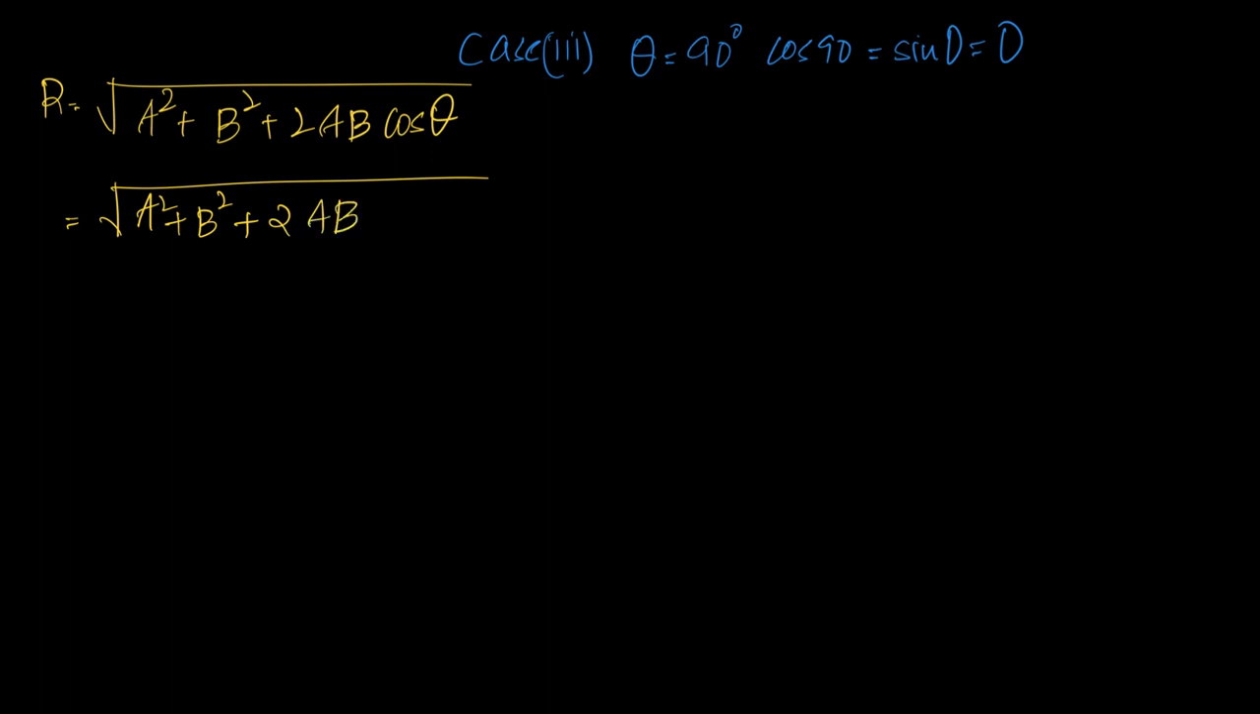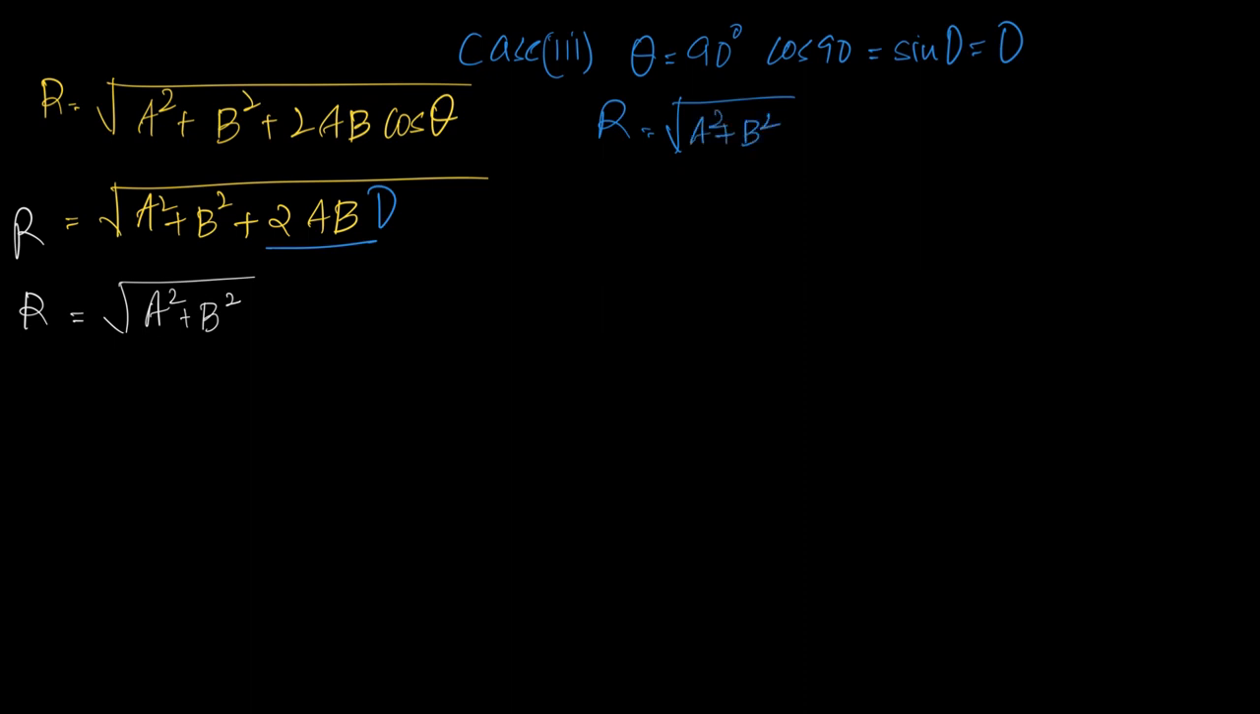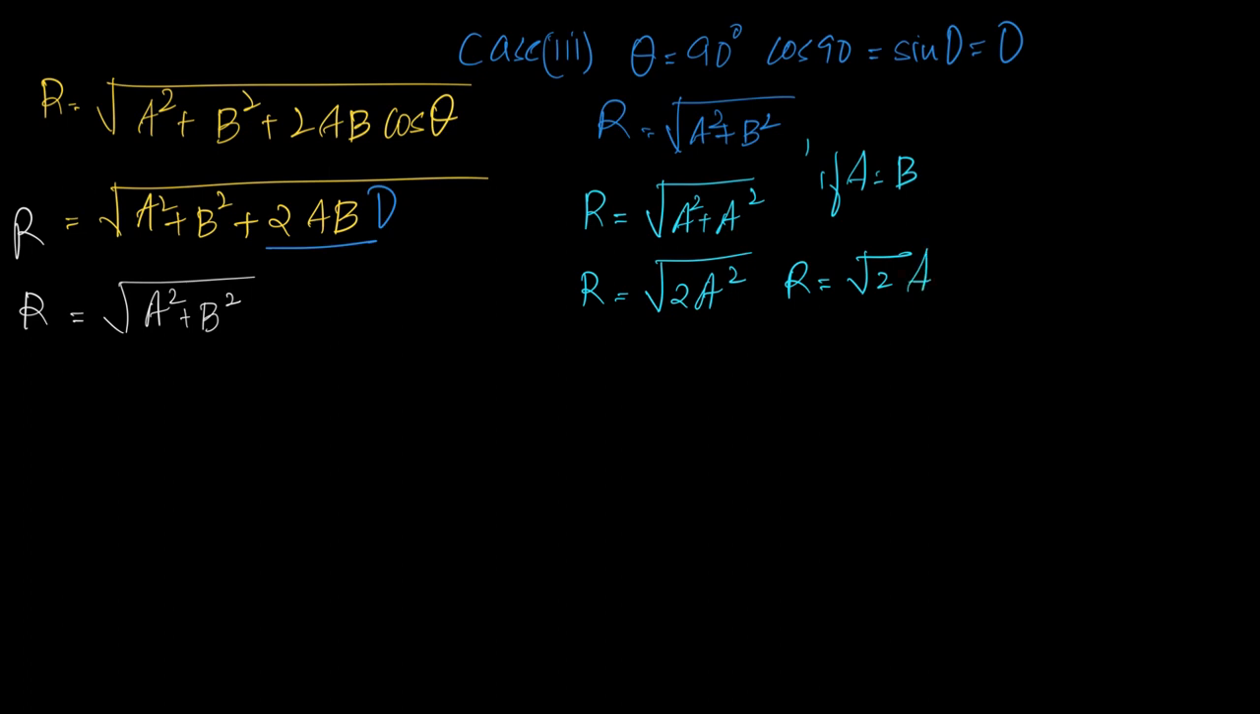What is the value of cos 90? Cos 90 is 0, so this term gets eliminated. So what do we get? R is equal to root of a square plus b square. So when theta is equal to 90 degrees, R is equal to root of a square plus b square. And if a is equal to b, R is equal to root of a square plus a square, and therefore R is equal to root of 2a square, which means R is equal to root 2 times a.